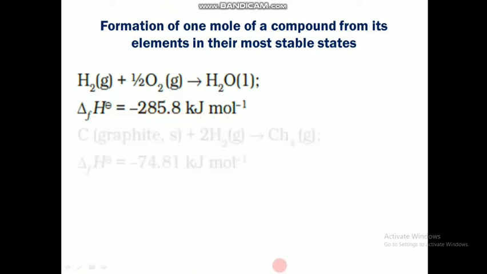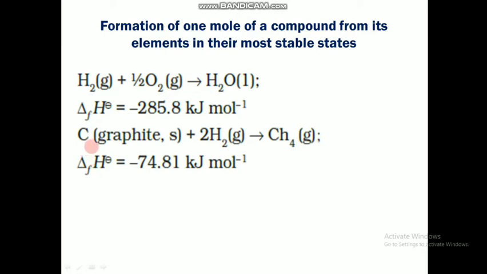Now we will consider the next equation. Carbon in its graphite form, which is the most stable form of carbon, graphite solid, plus 2 moles of H2 gives CH4, which is methane in gaseous form.